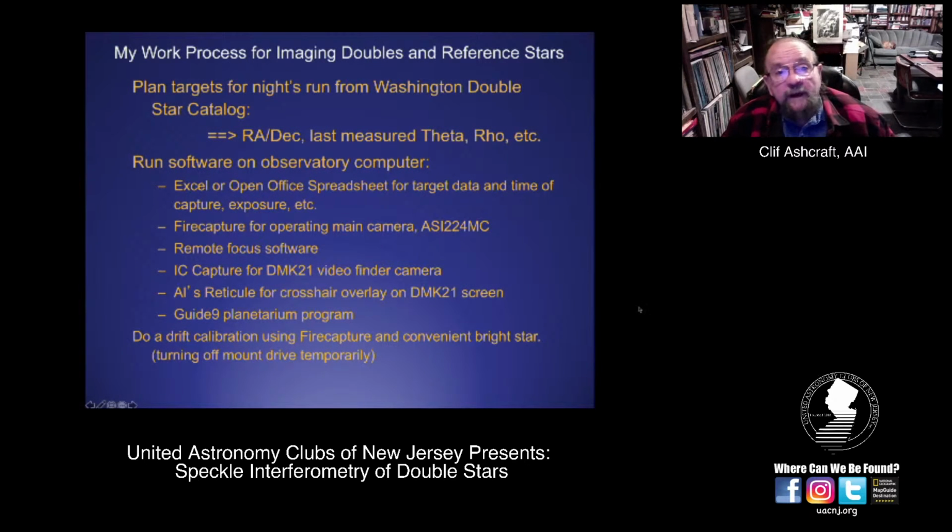Well, here's my work process for imaging doubles and the reference stars that go with them. Plan targets for the night's run from Washington Double Star Catalog. I tended to work the neglected doubles section because those are the ones that are needed the most to fill in the blanks in the catalog. Run my software on the observatory computer. I always have an Excel or open office spreadsheet on hand to put target data, time of capture, exposure, etc.